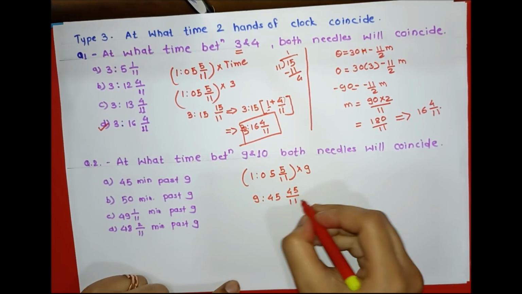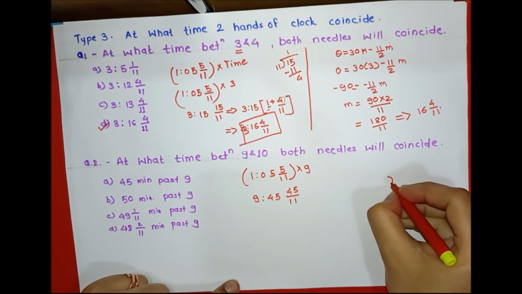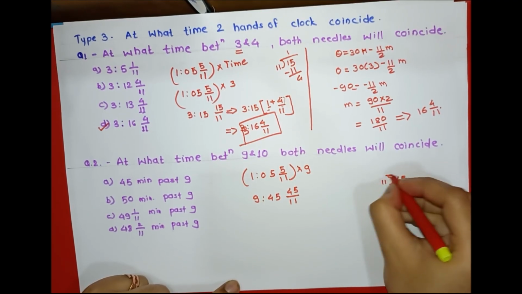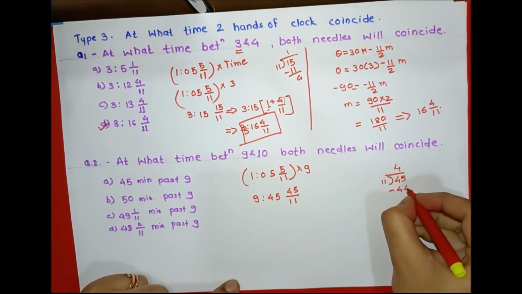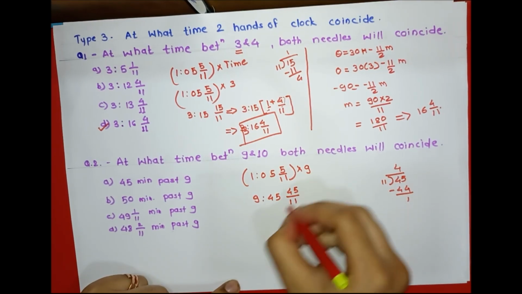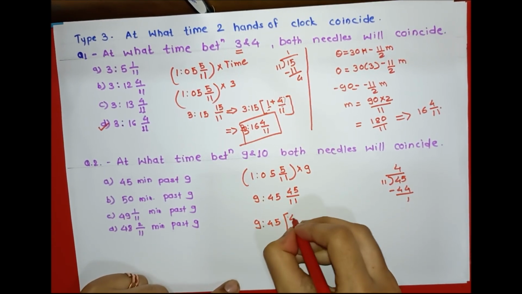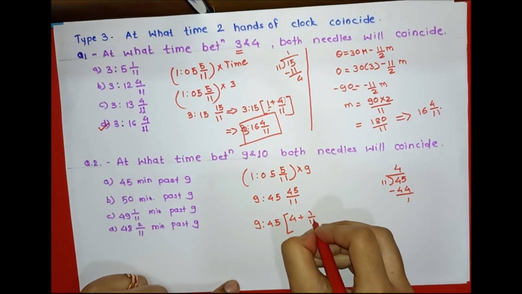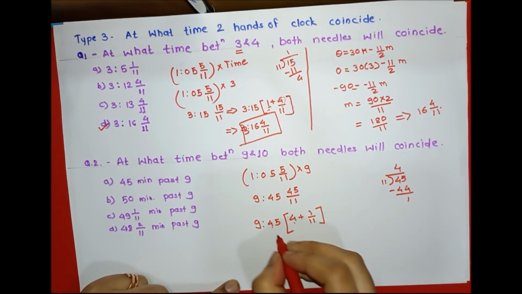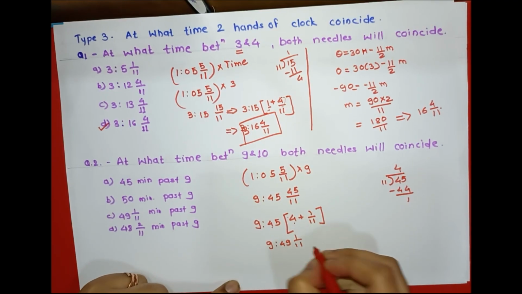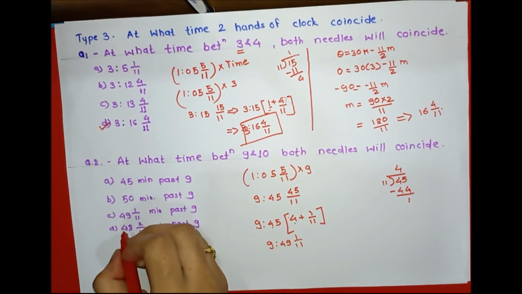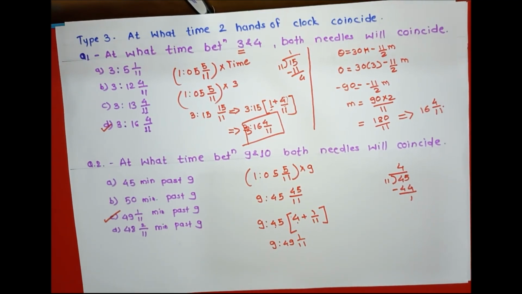The numerator is greater, so you will be splitting it. It is 4, right? 44, the remainder is 1. So you will write it as, the quotient is 1 upon 11. The remainder gets added, so it is 9, 49, 1 by 11. The option is C.